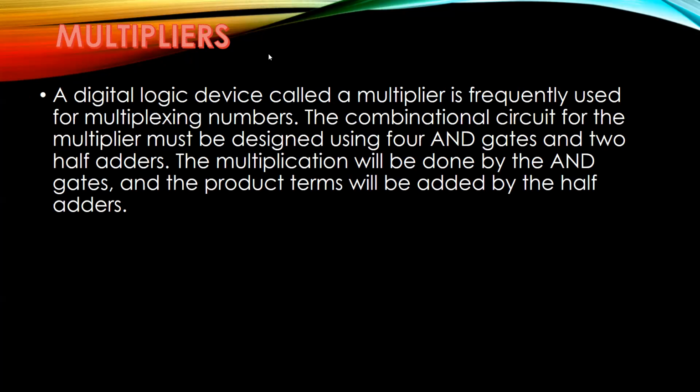Multipliers. A digital logic device called a multiplier is frequently used for multiplying numbers. The combinational circuit for the multiplier must be designed using 4 AND gates and 2 half adders. The multiplication will be done by the AND gates and the product terms will be added by the half adders. Now I'll show you how to draw the multiplier in Logisim software.